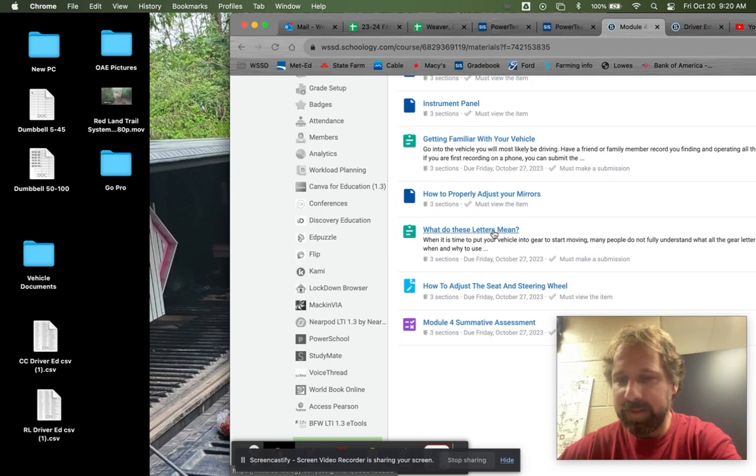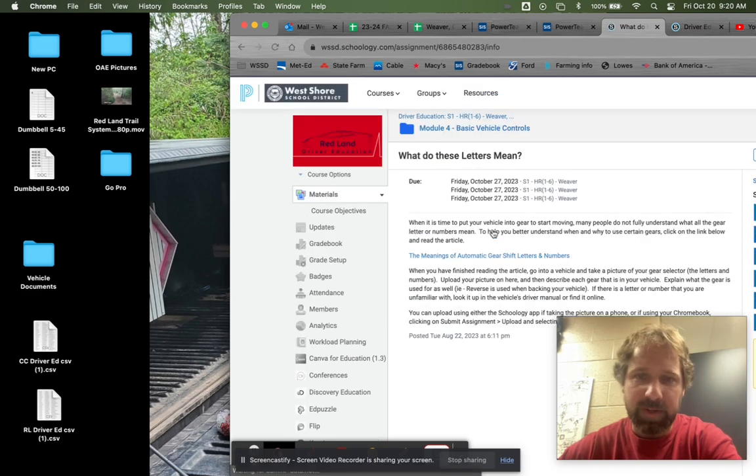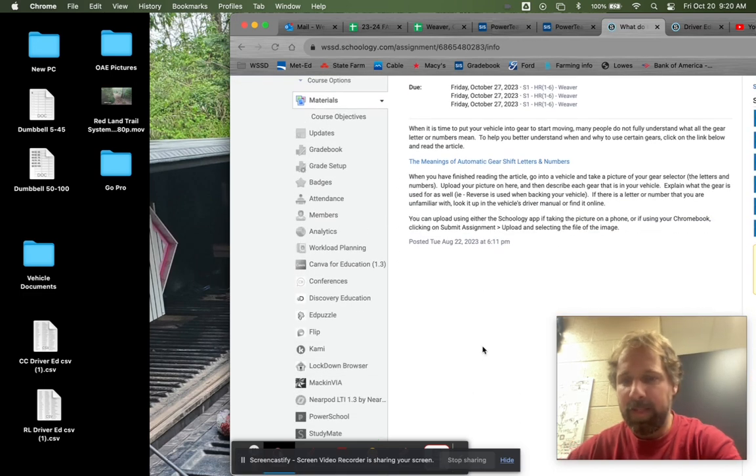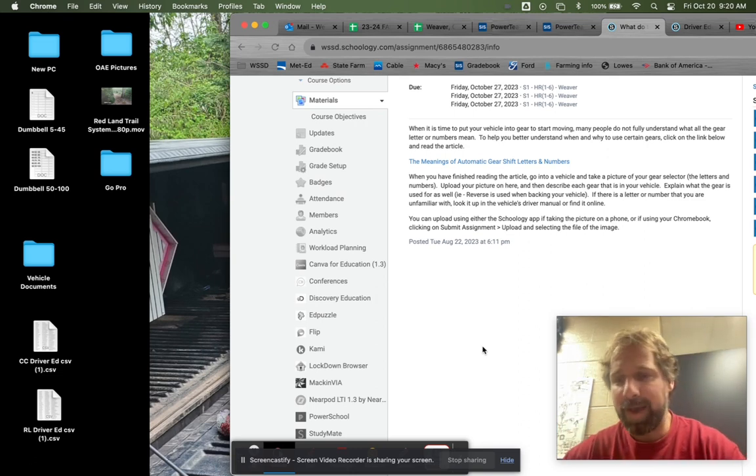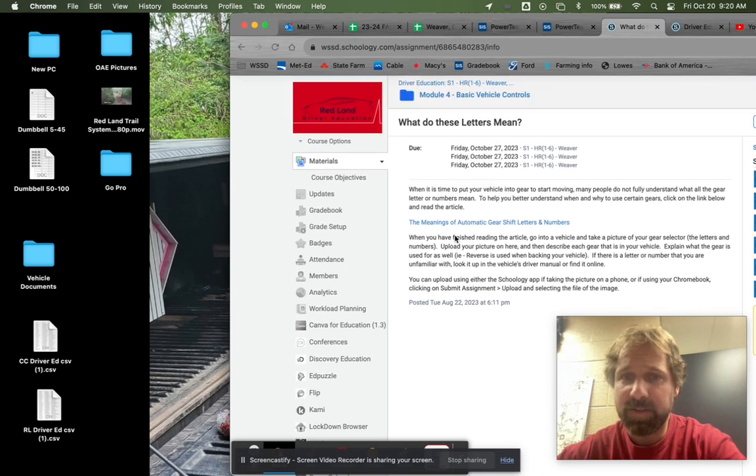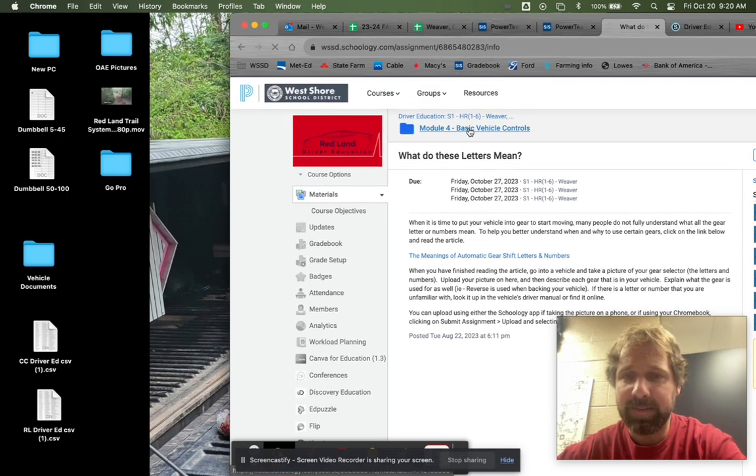What do these letters mean? So this is an assignment where students are going to go into a vehicle and take a picture of the gear selector indicator. If it's a manual transmission, it's the actual stick that they're using. If it's an automatic, that's that PRNDL, plus, minus, S, M, whatever's on there. So students are going to take a picture of that, upload it, and explain what each of the gears is for, just so they know when they would use certain things.